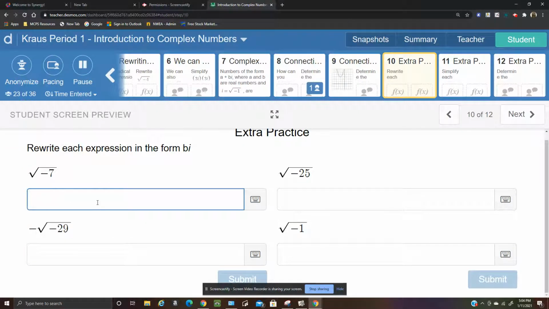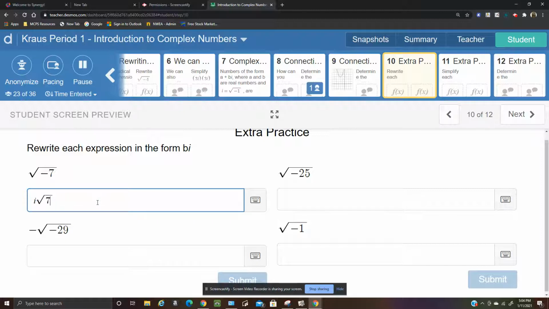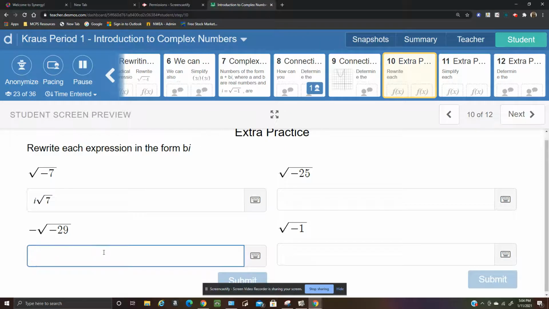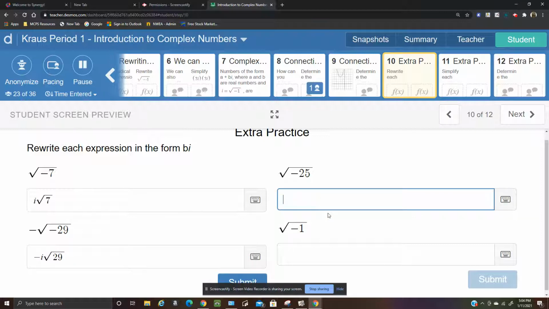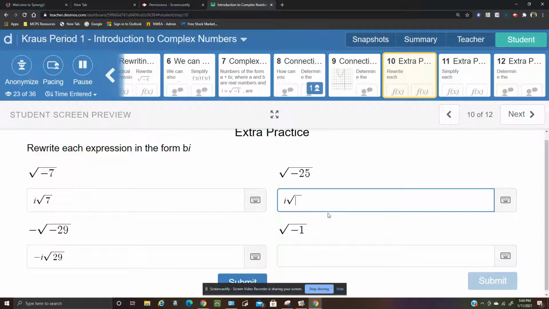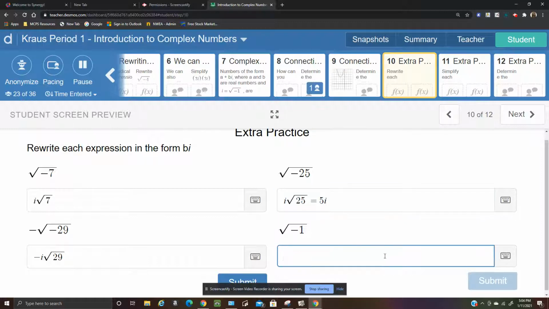And the extra practice, pull your i out. i square root of 7. Pull your i out here, negative i square root of 29. Pull i out, i square root of 25. But we know what the square root of 25 is, it's 5. So you get 5i for that one. And the square root of negative 1 is just i.